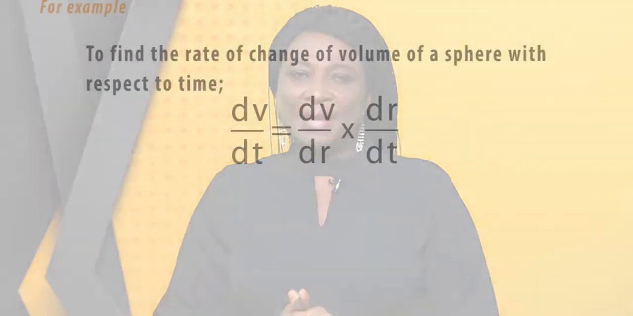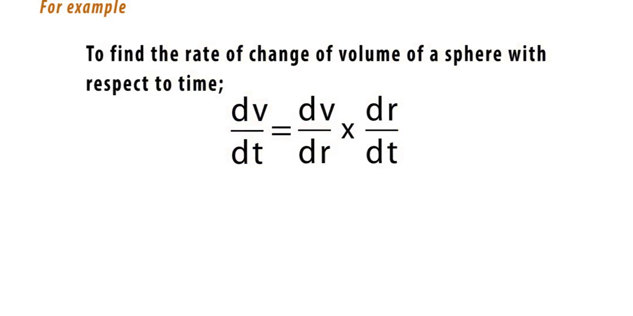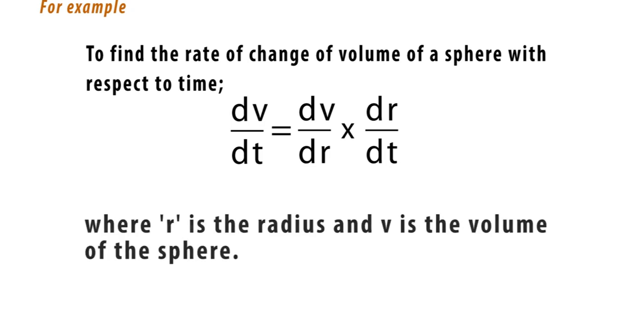Chain rule can be applied to solve questions involving rates of change. For example, to find the rate of change of volume of a sphere with respect to time, we'll have dV/dt equal to dV/dr multiplied by dr/dt, where r is the radius of the sphere and V is the volume of the sphere.